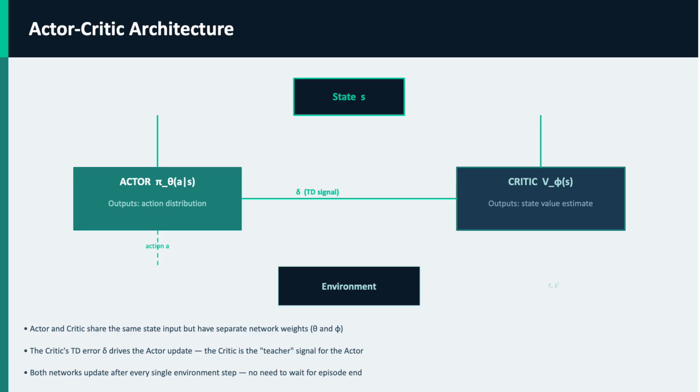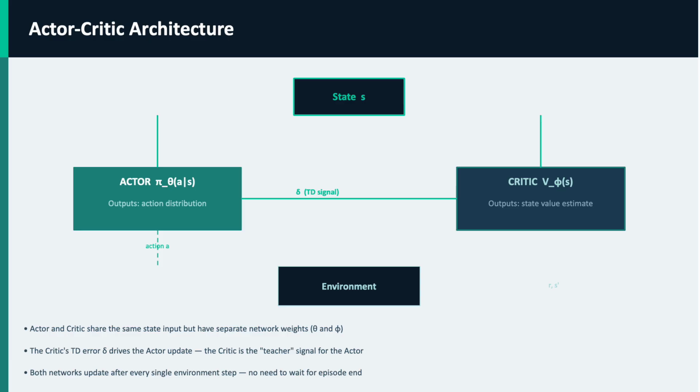Let's trace the information flow in the diagram. At the top is the current state S, which gets fed to both the actor and the critic simultaneously. The actor takes S as an input and outputs a probability distribution over actions. For discrete tasks, a softmax over logits. For continuous tasks, a mean and standard deviation. An action is sampled from the distribution and executed in the environment. The environment returns a reward R and the next state S prime.